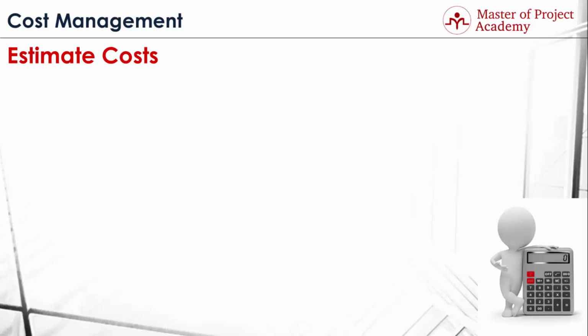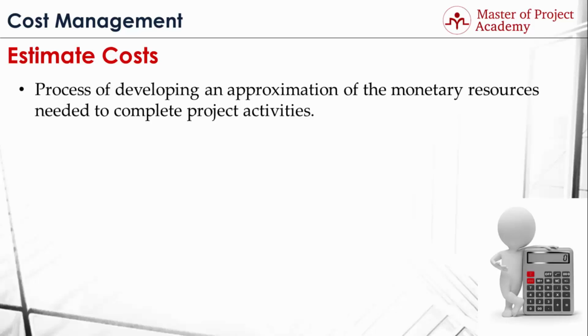Estimate costs process. Estimate costs process is the second process of cost management knowledge area. Estimate costs is the process of developing an approximation of the monetary resources needed for project activities. If you remember from time management knowledge area, activity duration of each project activity were estimated. And now in estimate costs process, cost of each activity is determined. After that, these estimations are used to bottom up all estimation values and create an overall project budget.